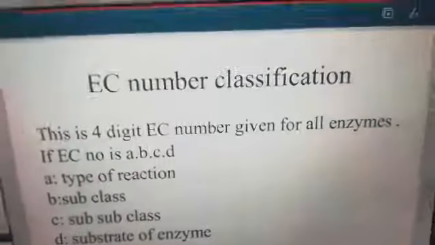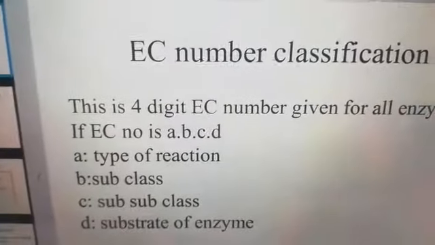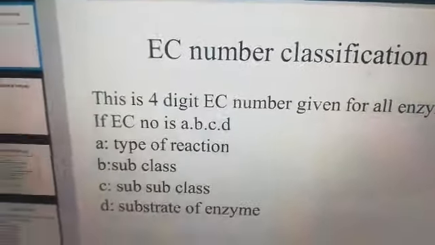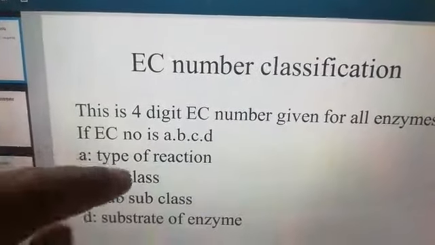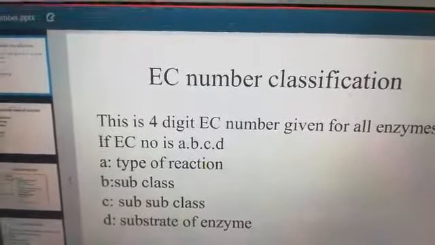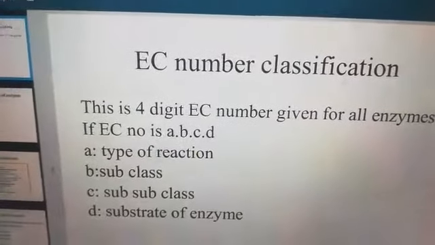Okay, dear students, let's start with EC number classification. As we have studied earlier, EC stands for Enzyme Commission Number System, and according to the EC number, all the enzymes are provided with a 4-digit number. That number is called Enzyme Commission Number or EC number.